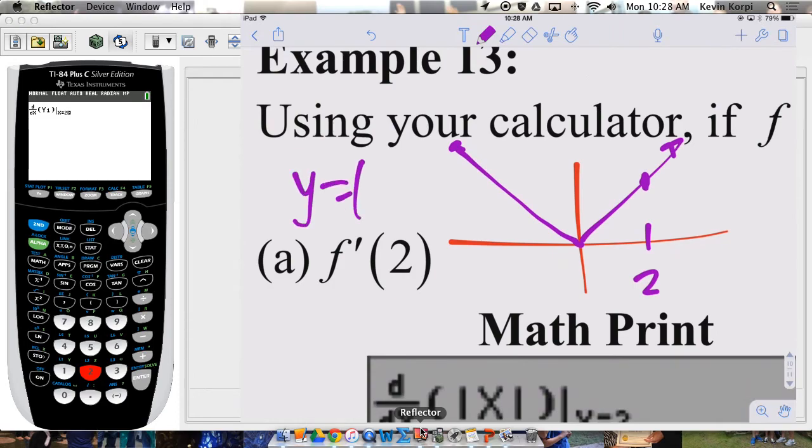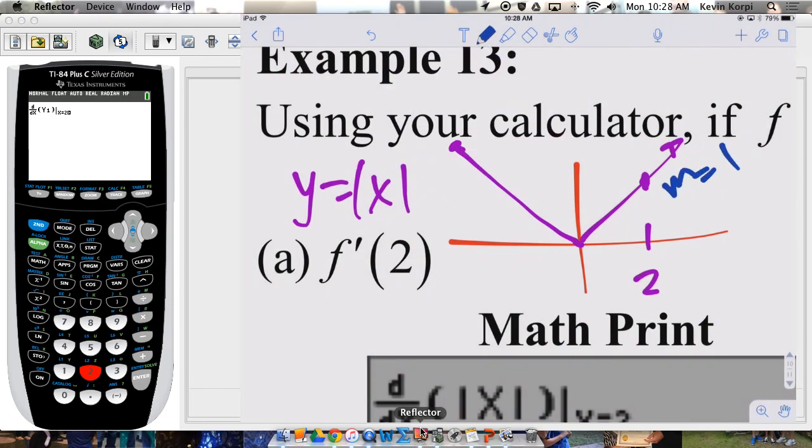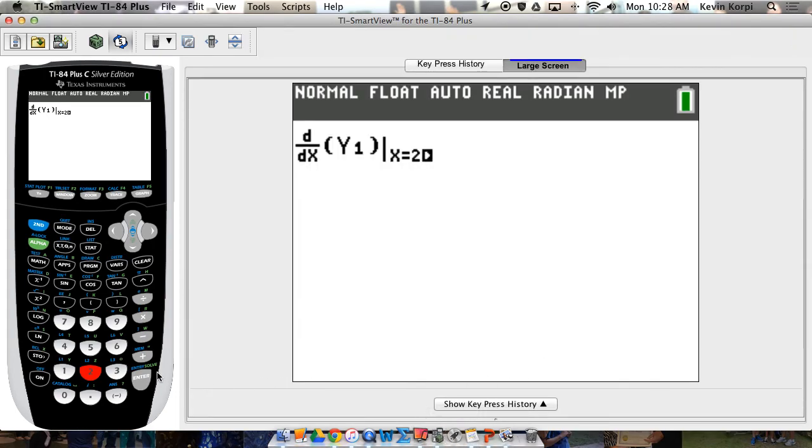Well, if the function is the absolute value of x, what's the slope everywhere to the right of 0? 1. And the slope everywhere to the left is -1. So this should be 1. Let's see if the calculator knows it. When I hit enter, it tells me 1. Okay, way to go, calculator.